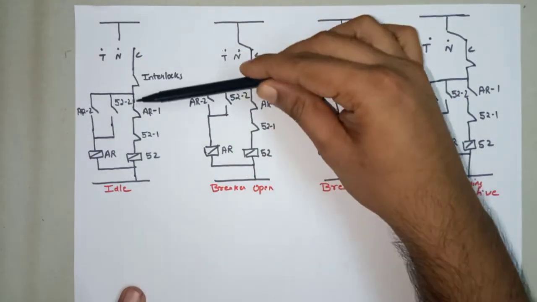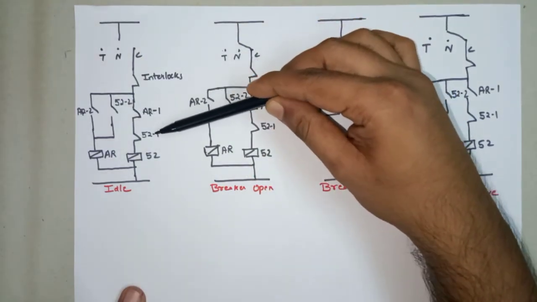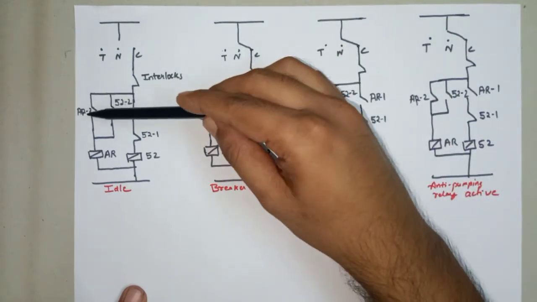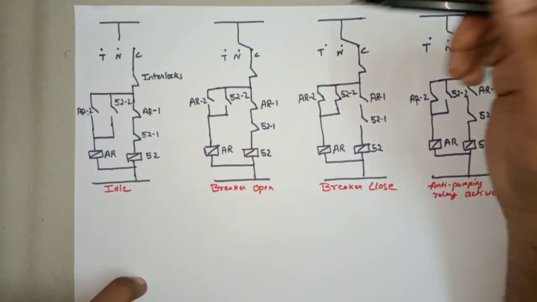Now this is the idle state. This is the NC contact of AR. This is the NC contact of the breaker. This is the NO contact of the breaker. This is the NO contact of the anti-pumping relay.